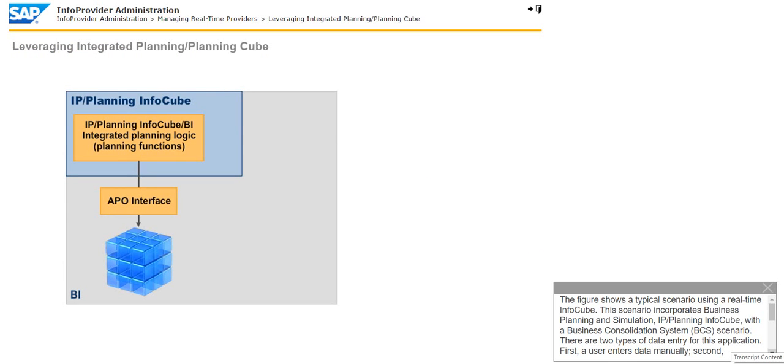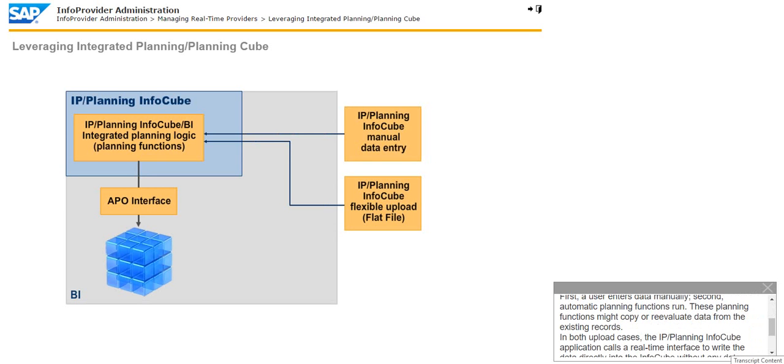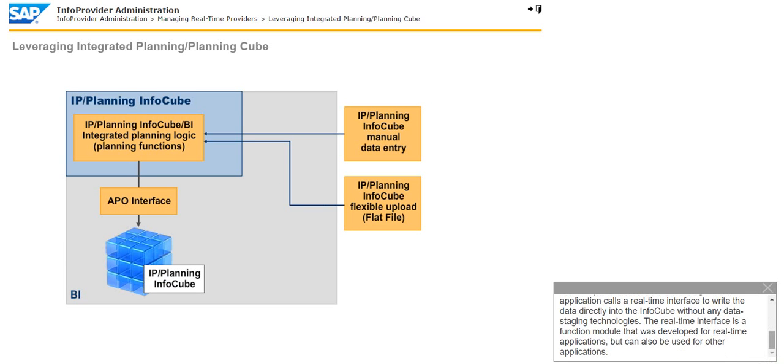There are two types of data entry for this application. First, a user enters data manually. Second, automatic planning functions run. These planning functions might copy or re-evaluate data from the existing records. In both upload cases, the IP or planning InfoCube application calls a real-time interface to write the data directly into the InfoCube without any data staging technologies. The real-time interface is a function module that was developed for real-time applications but can also be used for other applications.